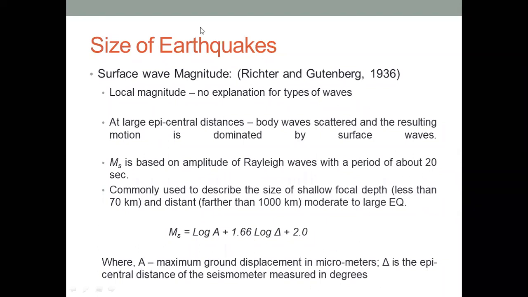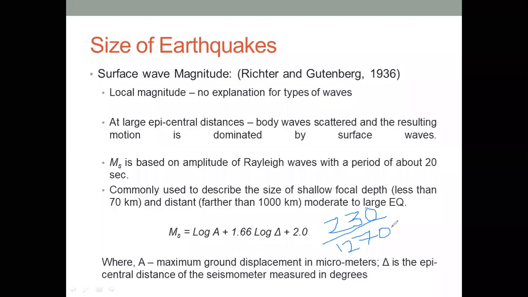So your calculation should be like, suppose let us say 230 kilometer. So 230 divided by the diameter of the earth, that is 12,700 kilometer, into 360 degree. So this will give you the epicentral distance in degrees, right? After that you substitute in this formula, so you can get the value of surface wave magnitude.